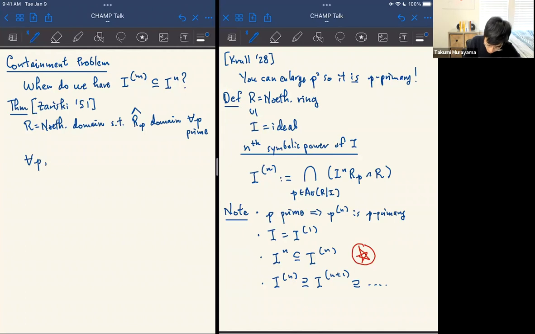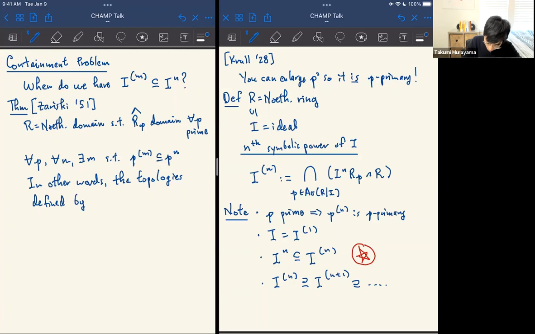Okay. And what did Zariski prove? He proved that for all p and for all n, there exists some m such that p symbolic m is contained in p to the n. Right? So he was able to show that these two systems of ideals that get smaller and smaller are cofinal. And the concise way that you can say this is that the topologies defined by these two systems of ideals, p to the n and p symbolic n, are equivalent.